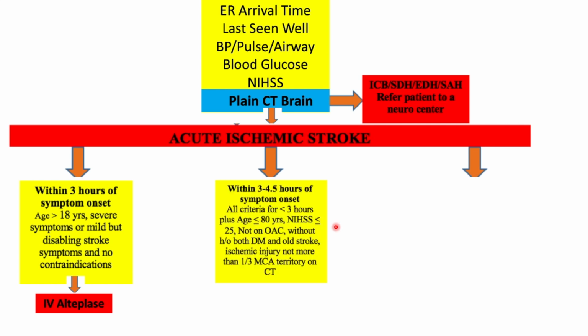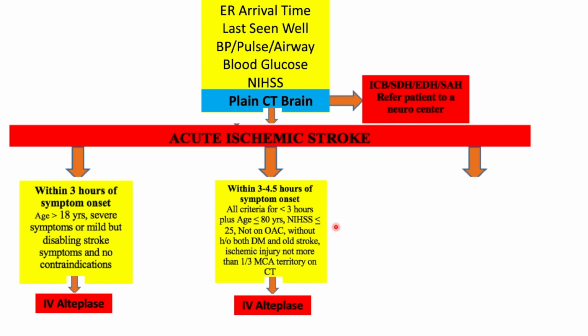Now, what about if the patient arrives within 3 to 4.5 hours of symptom onset? So he's beyond 3 hours, but still within 4.5 hours of symptom onset. If the patient meets the criteria that has been described in the first category of within 3 hours, then in addition, age should be less than 80 years, NIHSS stroke scale should be less than 25, and he should not be on warfarin, and the ischemic injury should not be more than 1/3 of the MCA territory on the CT brain. In that case, this patient can still be thrombolyzed.